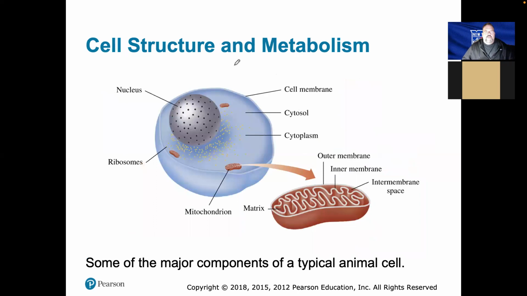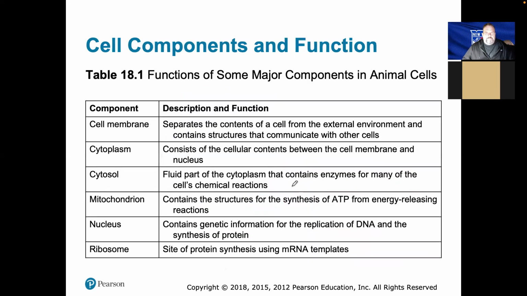Okay. So cell structure and metabolism. Here you just have a slide of some of the major components of a typical animal cell. You've got the nucleus, the ribosomes, the cell membrane, the cytosol, the cytoplasm, the mitochondria, then you have a blow up of the mitochondria, where you have the outer membrane, the inner membrane, the intermembrane space, and the matrix. I wouldn't go crazy about this. A lot of biology here, not so much, from my perspective, chemistry.